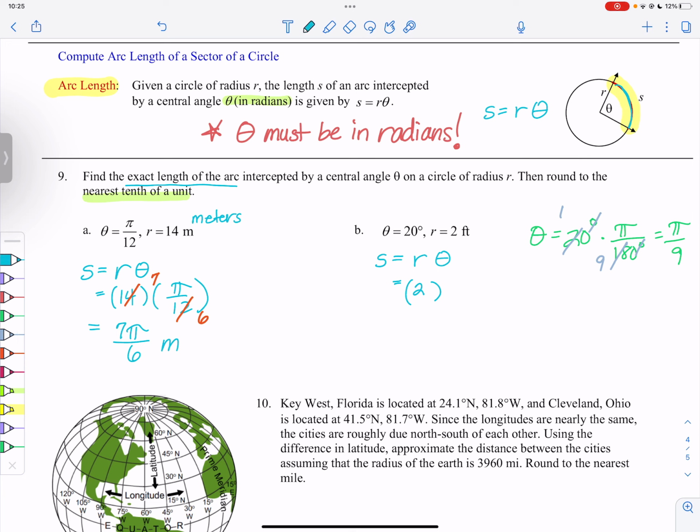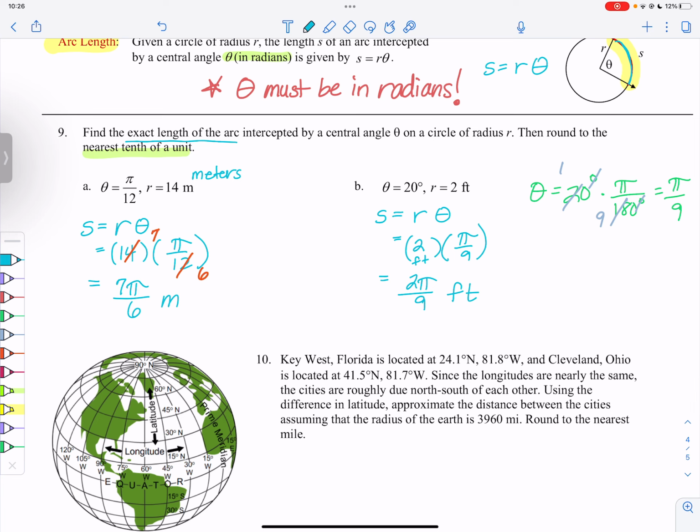I'll try not to write over those a lot so you can still see that. But anyway, so now we have 2 times pi over 9, and we have 2 pi over 9 feet. Okay? So this is 2 feet. Radians are unitless, so that's why we have feet. Over here in part A, we have pi over 12. Theta is pi over 12 radians, but we have 14 meters, and that's why we end up with meters.